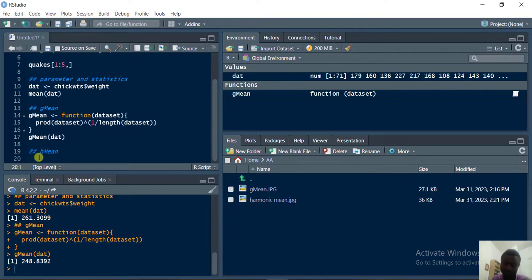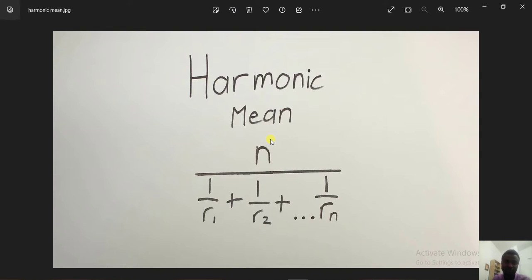So let's proceed again to understand how we can get the harmonic mean. We are also going to create a function, but let me show us an image that describes how this is calculated. So you could see here it is n over 1 over the first observation plus 1 over the second observation up to the last observation.